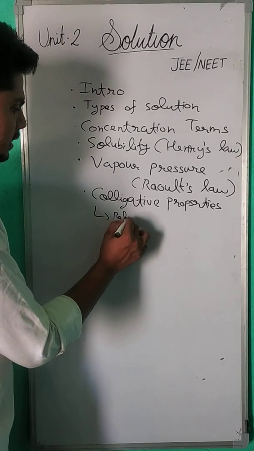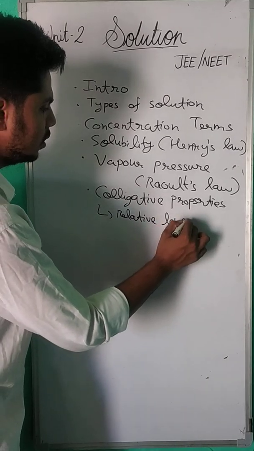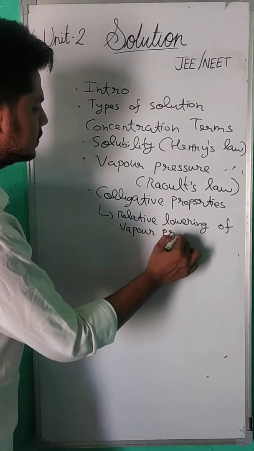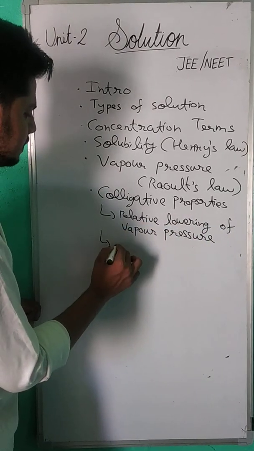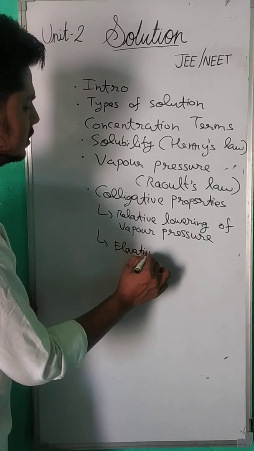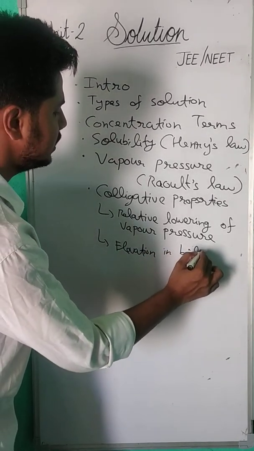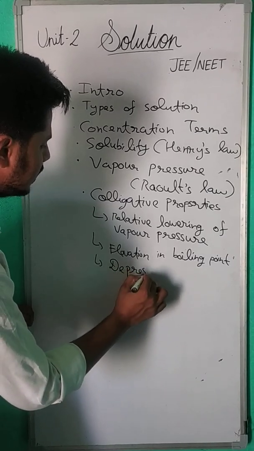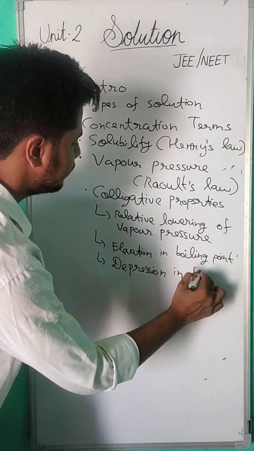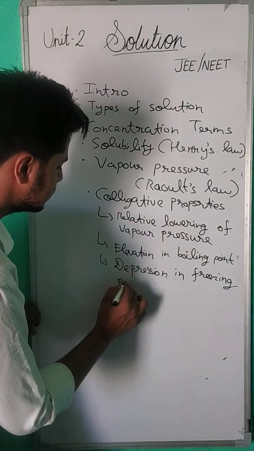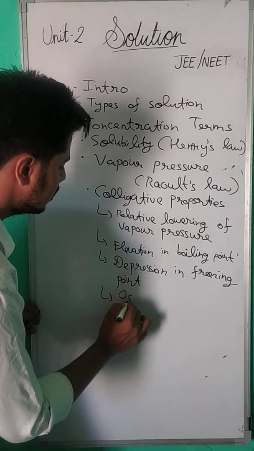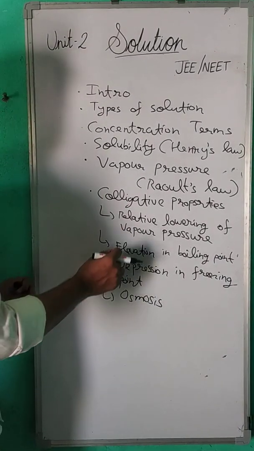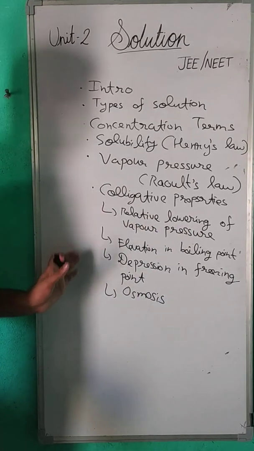First, relative lowering of vapor pressure. Second, elevation in boiling point. Third, depression in freezing point. And last, osmosis. These four are a very important part of this chapter, and this contains some numerical part also, that we'll discuss in the later part of the video.